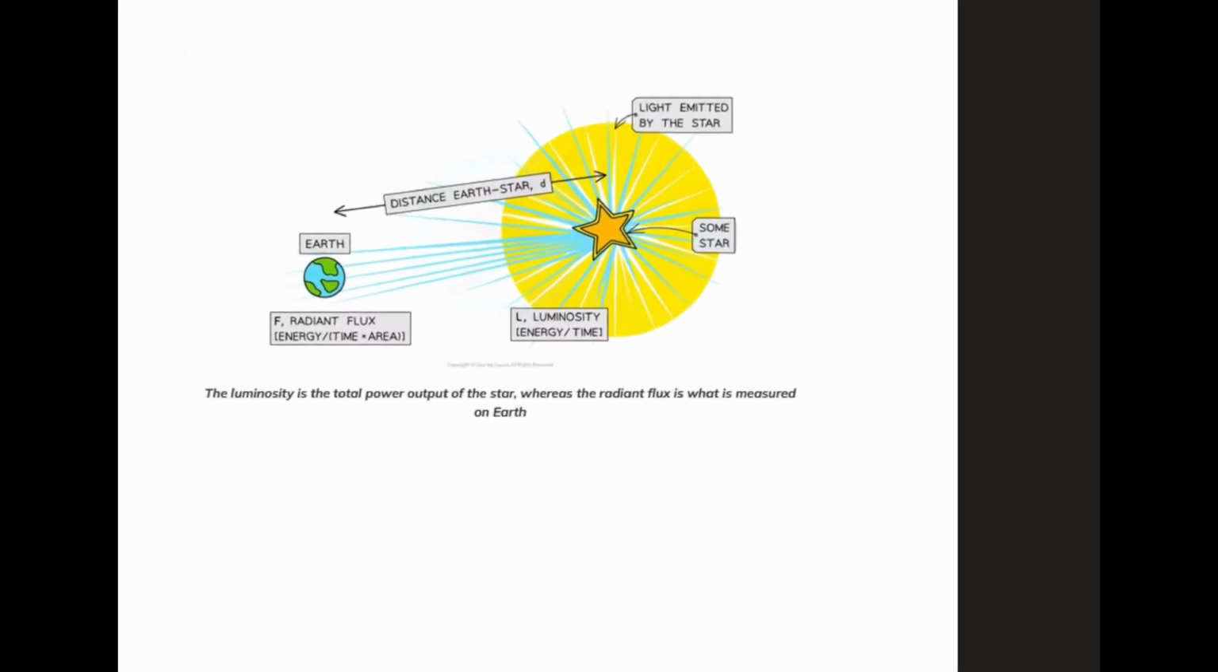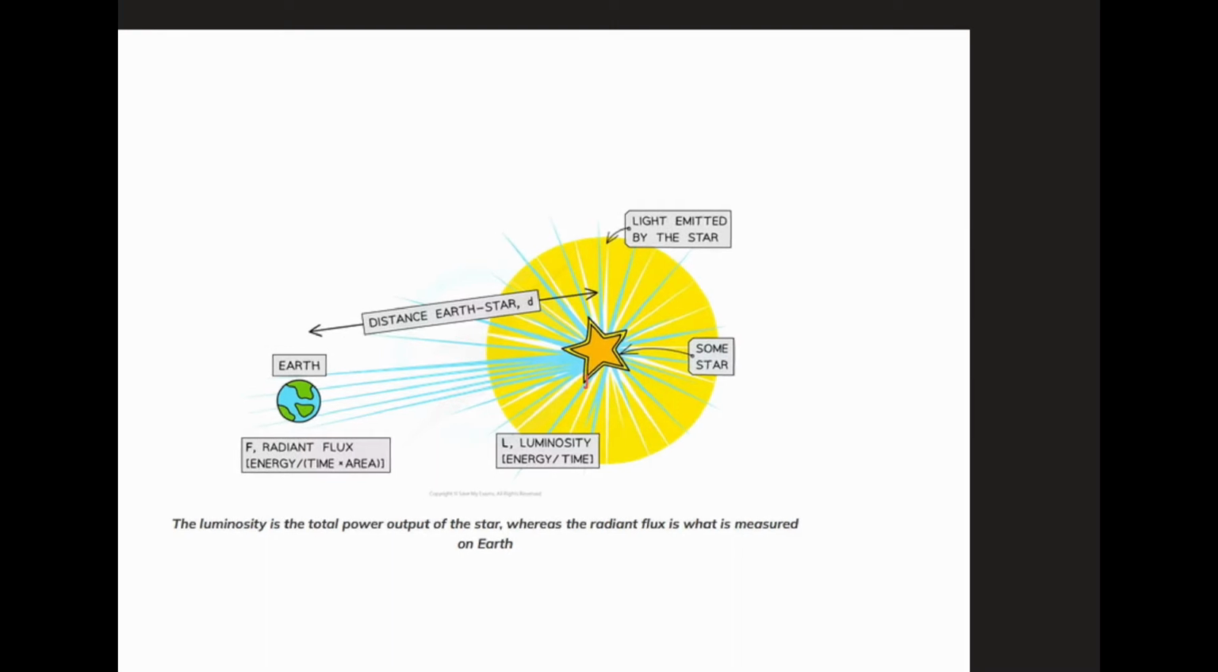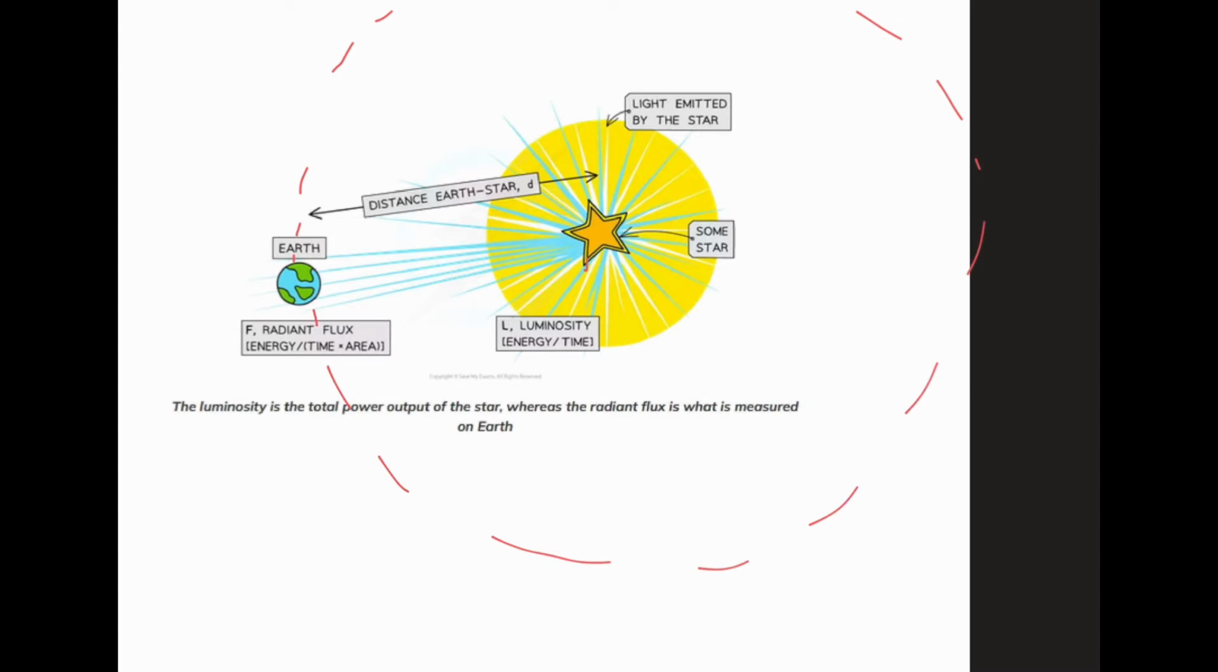So these are pictures that let you illustrate the situation. You can see here the star is emitting light in all directions, and that's why they try to let you understand by forming a sphere. Once the light reaches the Earth, it forms a bigger sphere. Try to imagine a bigger sphere. This big sphere has a surface area A equal to 4 pi r square. So this is the r.